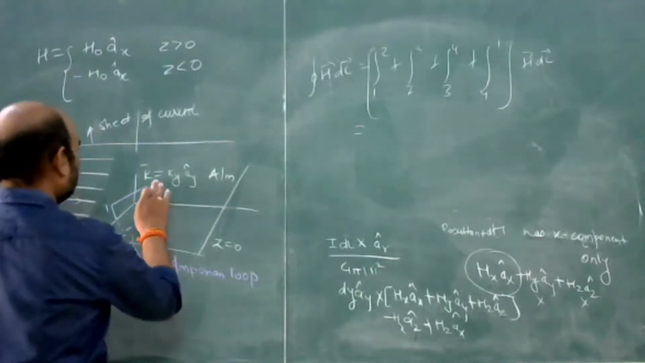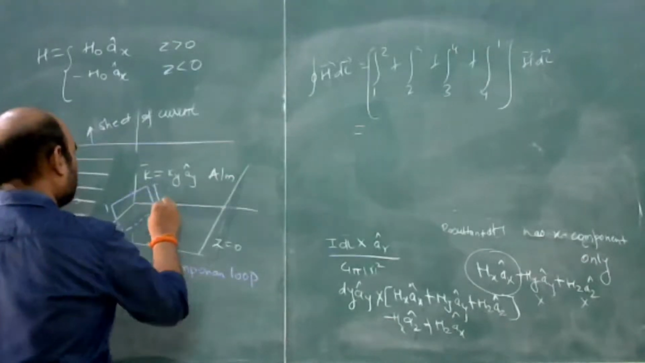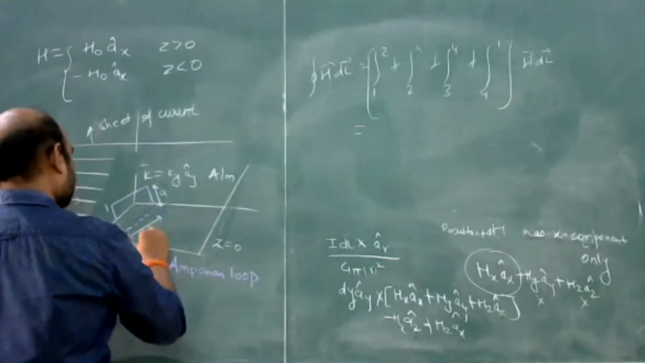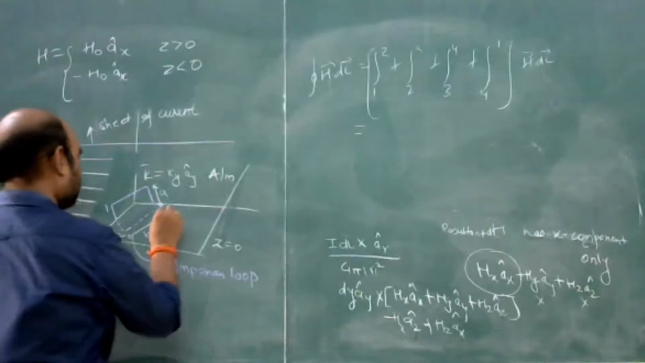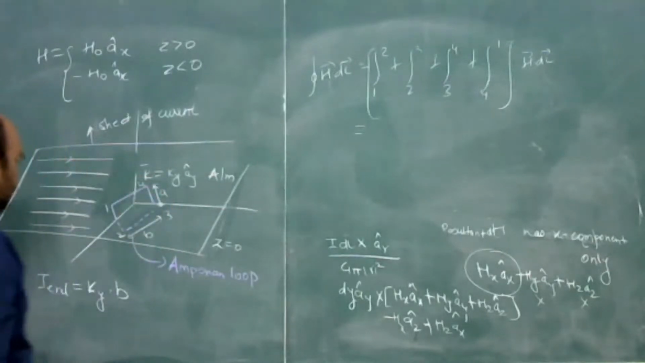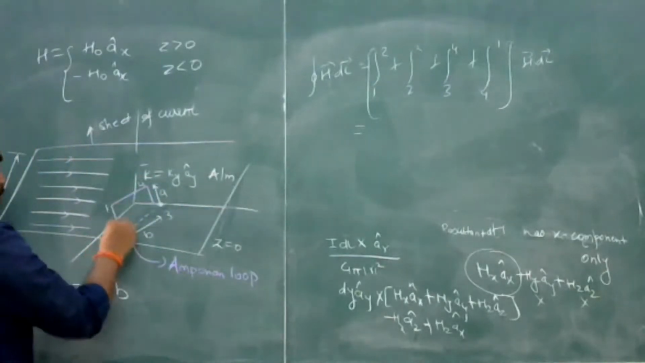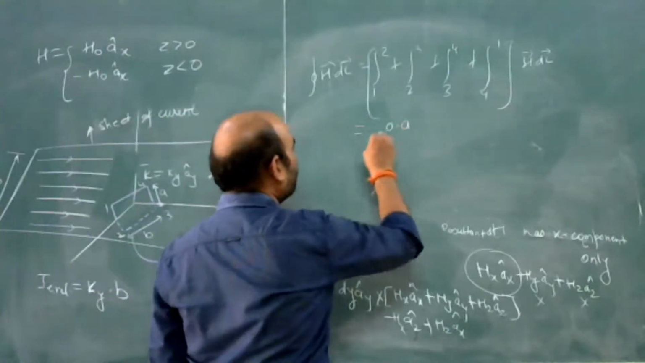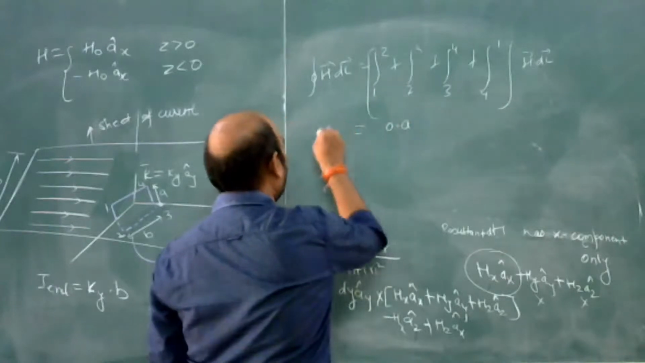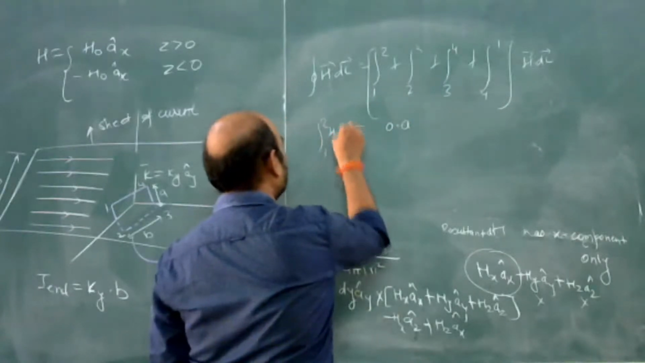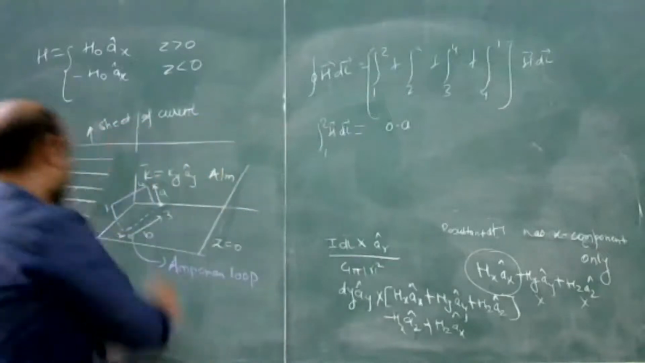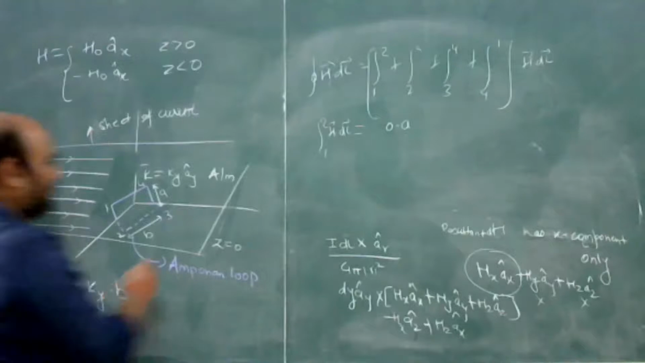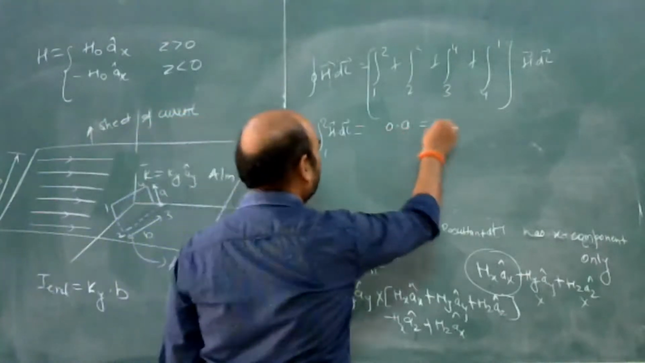Let this length be a and the breadth be b. So when we are going from 1 to 2, the length is a, and there is no magnetic field along the z direction, negative z direction. So Hz is equal to 0, so this is equal to 0.